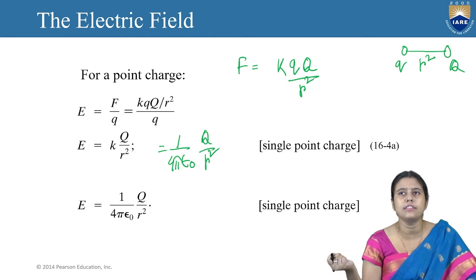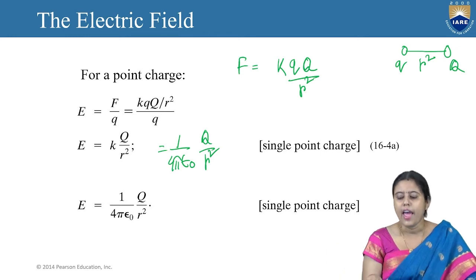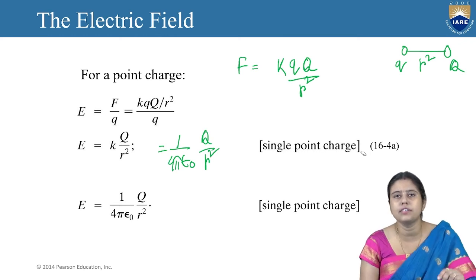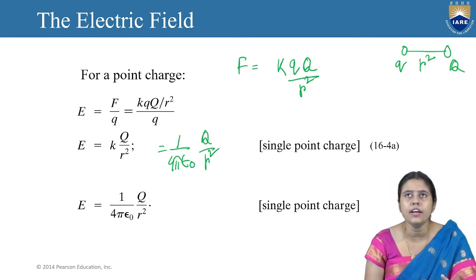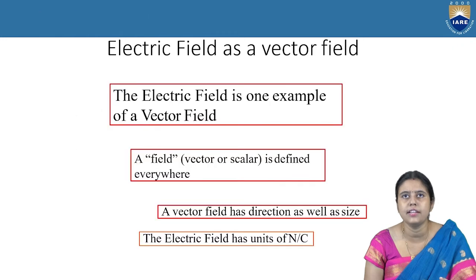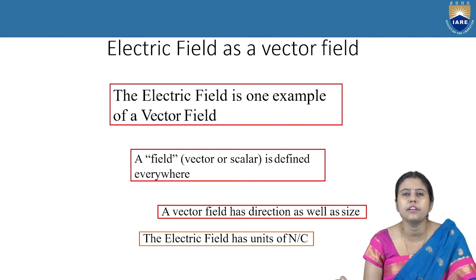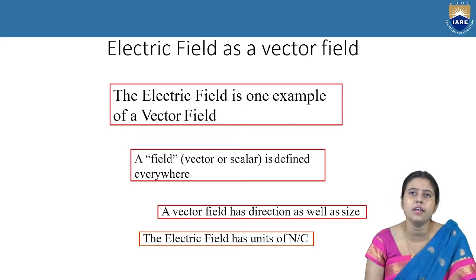So the second point is the unit positive charge, and this is for the single point charge. Whatever we have discussed is only for a single point charge. The electric field is an example of a vector field. Why? Because it is due to some charge. The charge may be positive or negative, so it has a certain direction.